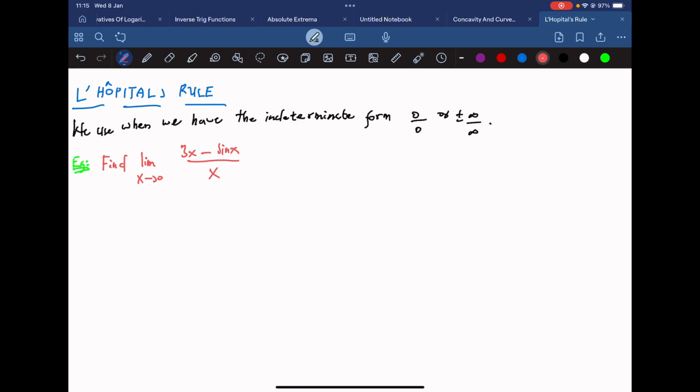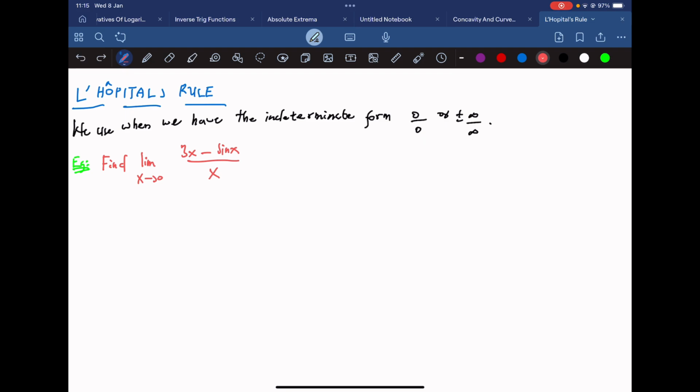In today's video, we are tackling one of the most powerful tools for solving indeterminate limits, L'Hopital's rule. We will break it down step by step, look at when and how to use it, and work through some examples to solidify your understanding. Let us get started. So we use L'Hopital when we have the indeterminate form 0 over 0 or plus or minus infinity over infinity.